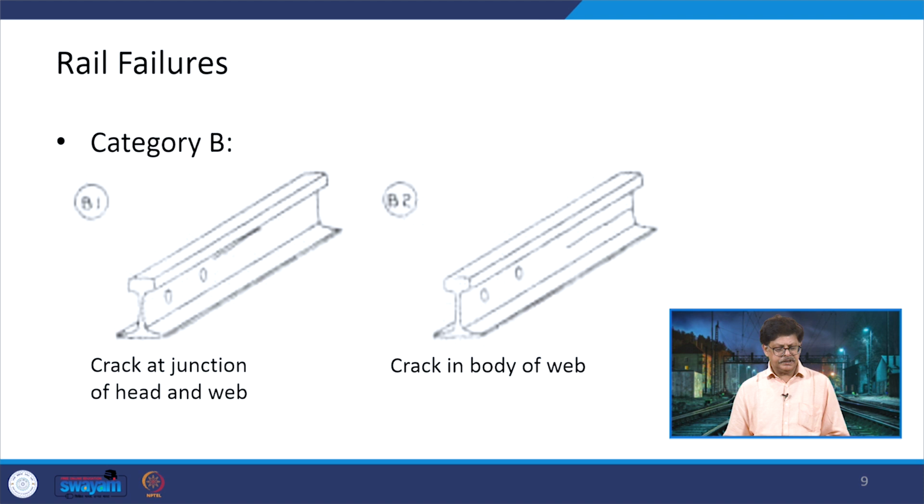Now, let us look at category B. In the case of category B, we can see that there is a crack being shown here, and this crack at this location is at the junction of the head and the rail web. If we look at it in this form, it is occurring somewhere here. So, that is B1 being shown.